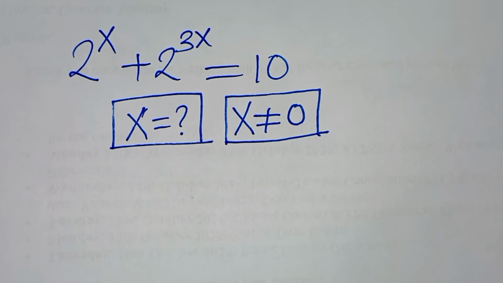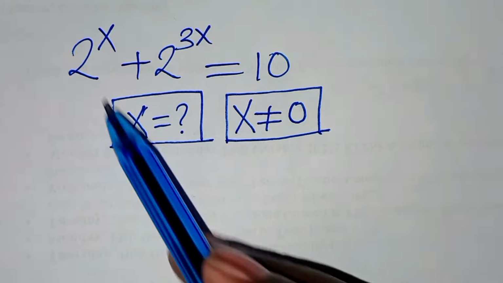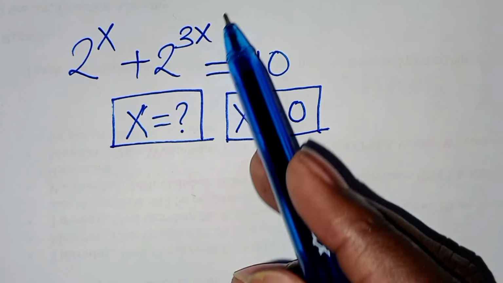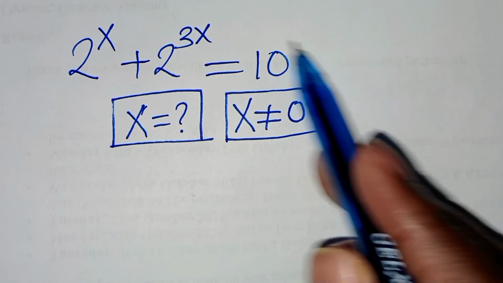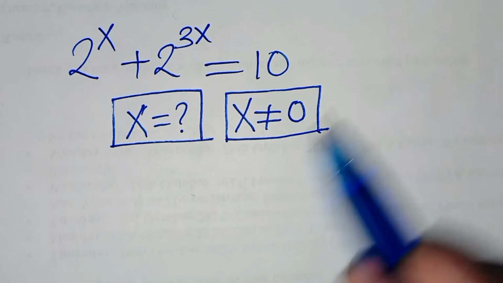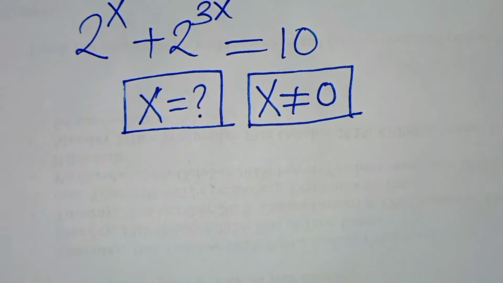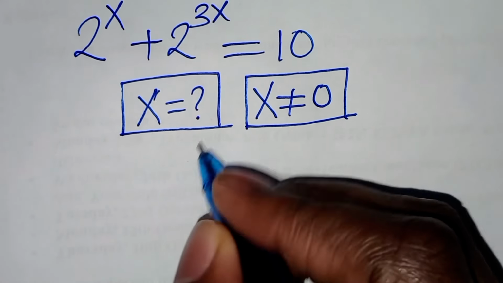Hello everyone, you're welcome to solve this nice algebra problem, which is 2 to the power of x plus 2 to the power of 3x. This is equal to 10. So, what are the values of x given that x is not equal to 0? So, let's provide a solution from here.